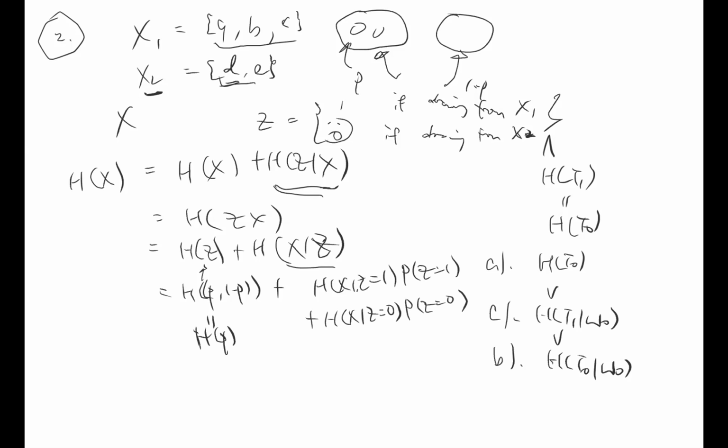So therefore one of them is a P, this will be 1 minus P. And X given Z equal to 1, that would be just drawing from this guy, would be just equal to X1. And Z equal to 0, that would be just drawing the second one, would be just X2. So therefore we have that. Any questions?